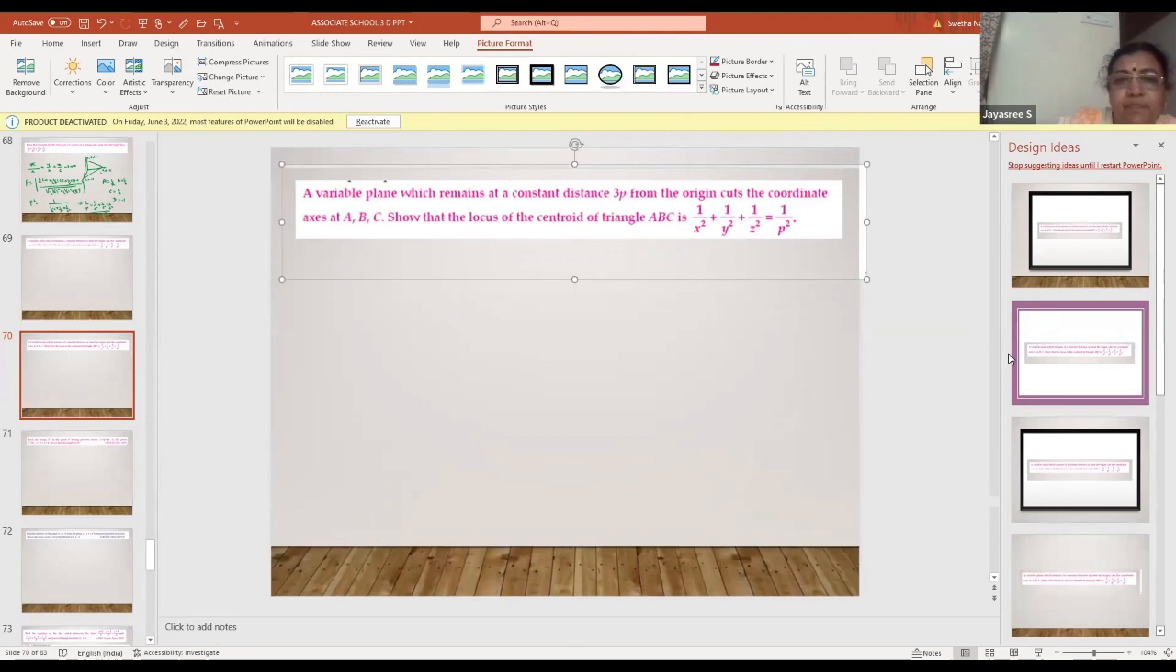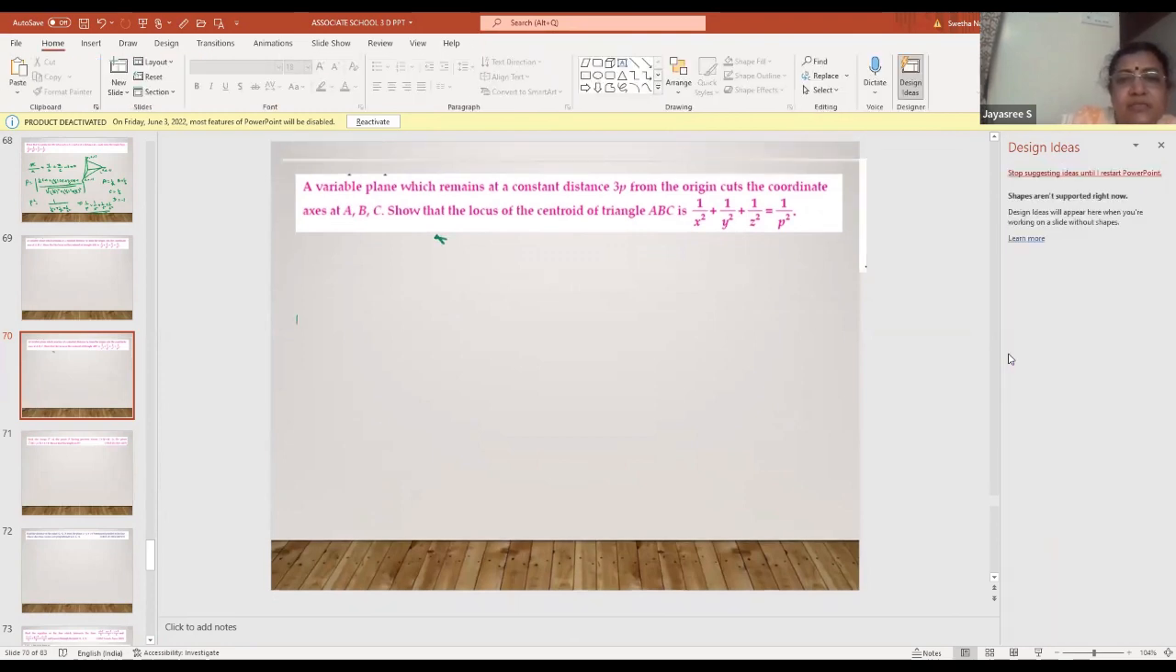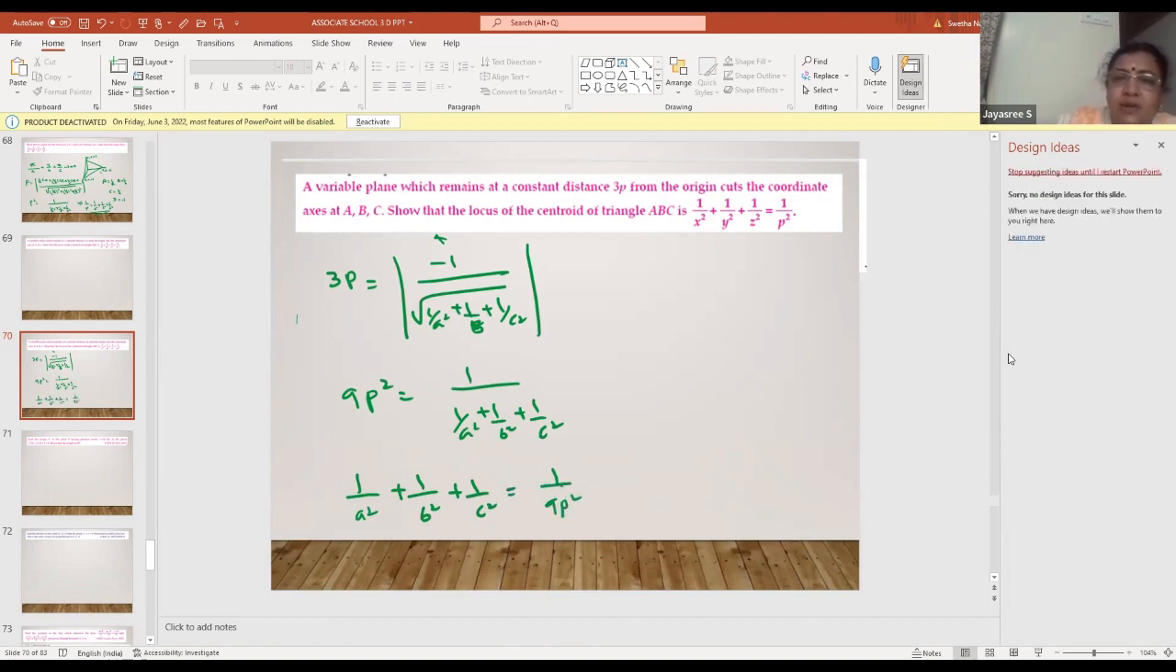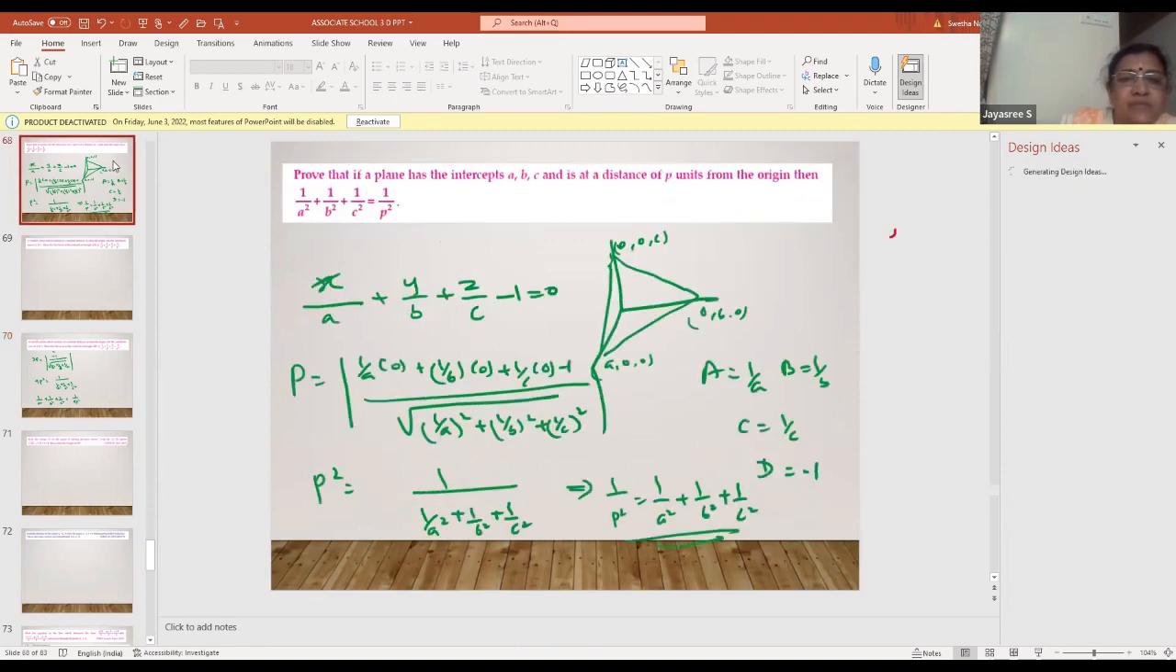So here we have distance as 3p units. Same thing, so I'm not spending time in writing. Distance is 3p. Equation is minus 1 by root of 1 by a square plus 1 by b square plus 1 by c square. The distance, last sum we wrote p, this sum we are writing 3p. Now squaring both the sides, 9p square is equal to 1 by a square plus 1 by b square plus 1 by c square. Transposing or reciprocal anyway, 1 by a square plus 1 by b square plus 1 by c square is equal to 1 by 9p square.